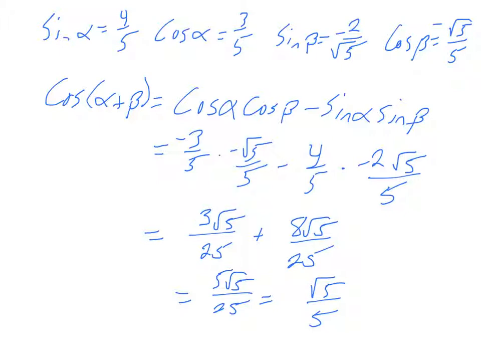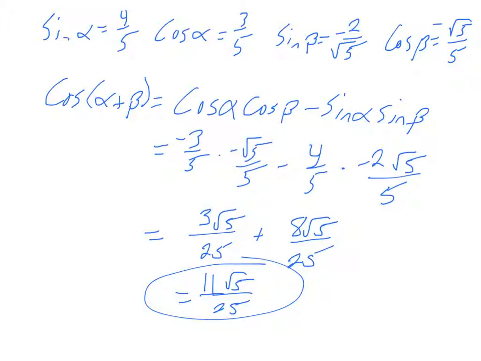positive 3 square root of 5, which is going to make this all add up to, instead of 5 square root of 25, 11 square root of 25. So it doesn't come out quite as nicely as that. So 11 square root of 5 over 25 should be the solution for that one.